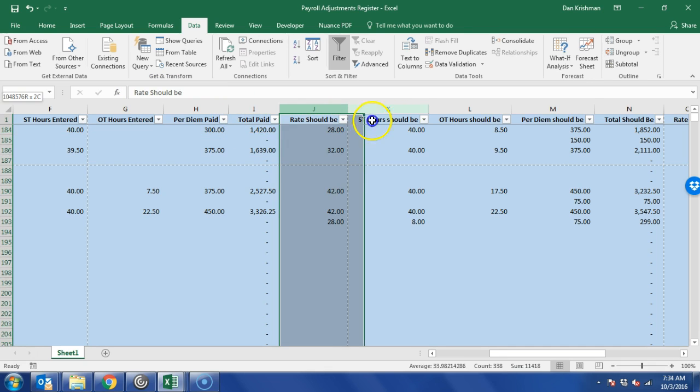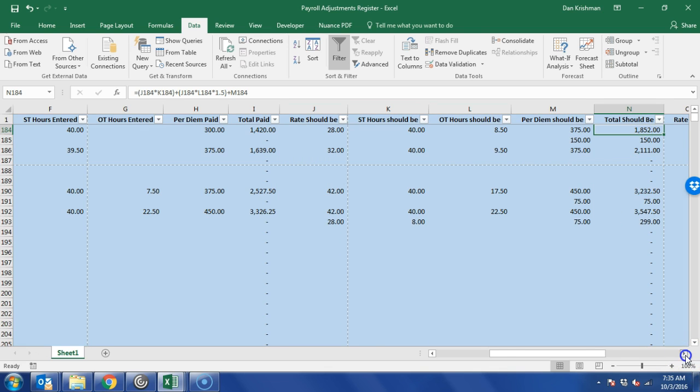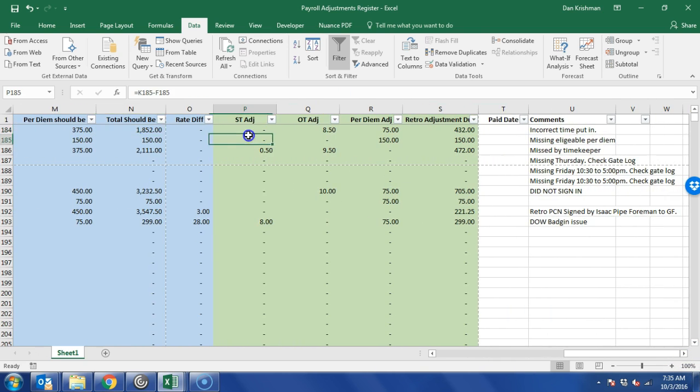Alright? The next section calculates what they should have been paid. That is their total time, hours, and per diem plus the adjustment. So that calculates in the same manner and shows total paid. Alright? And in the green section, it shows what the adjustment is. And the adjustment is what they should have been paid minus what they were paid. So let's look at an example.